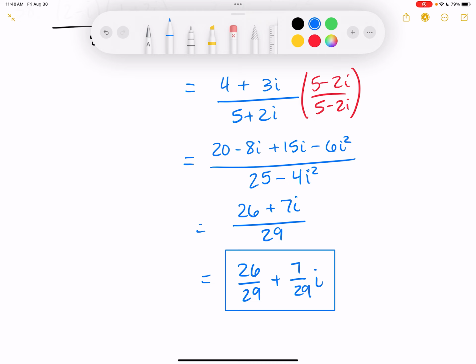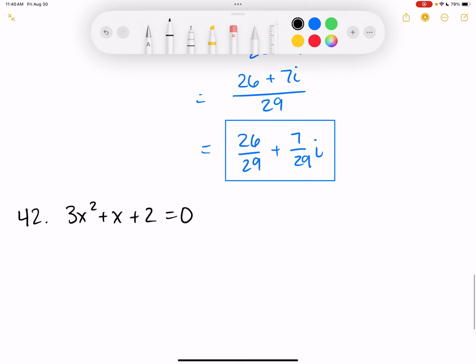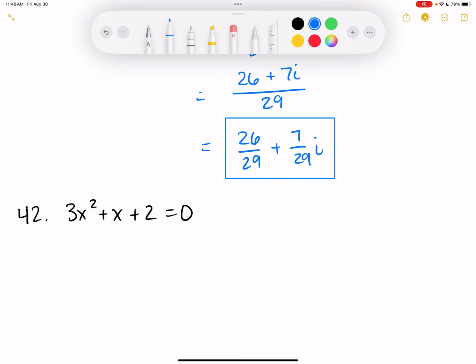All right, one last problem and then we'll be done. That's just kind of an interesting problem to tie in what we did yesterday. Number 42 is 3x squared plus x plus 2 is equal to 0. So first and foremost, can I factor this? Are there factors of 6 that add up to 1?